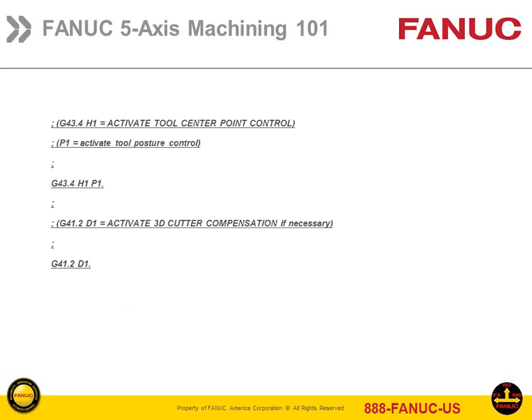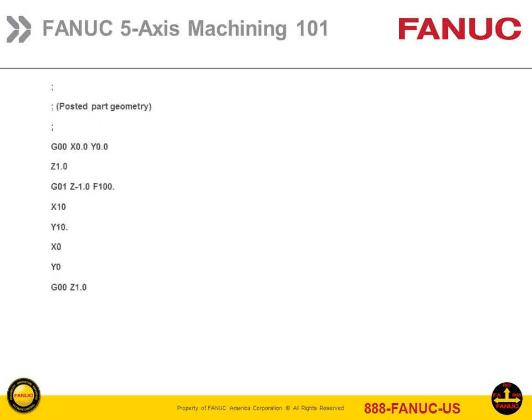Then you want to activate your tool center point. You do that with G43.4 with an H word, that's your offset number. And then P1 will activate tool posture control. You want to do at least that level when you turn on tool center point control. Also at this point, you can activate 3-dimensional cutter compensation if necessary. You don't have to do this, but here's where you would do it.